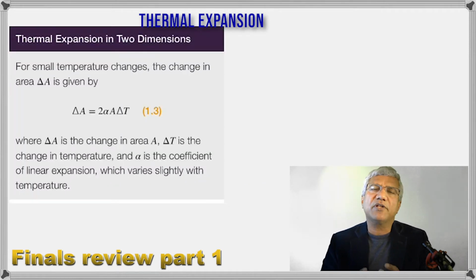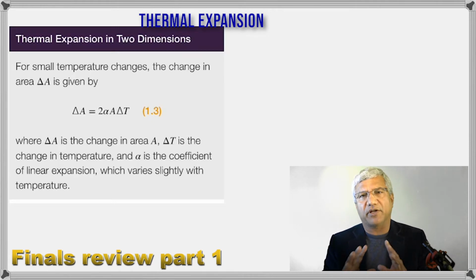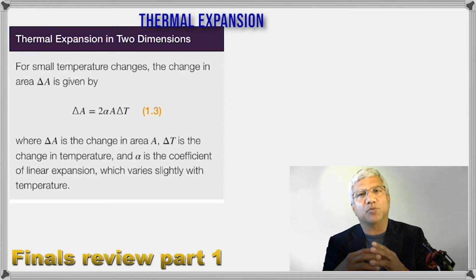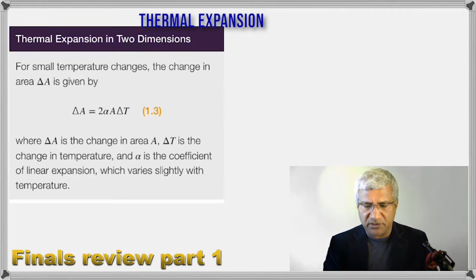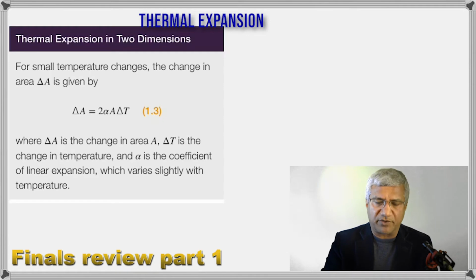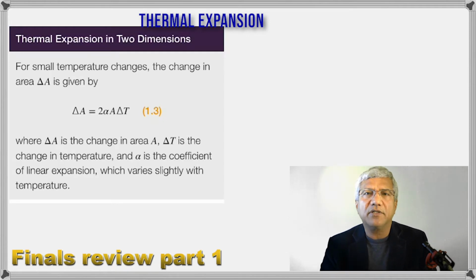On the other hand, if we look at the change in area of a plate, a square metal plate, there's no meaning in talking about the change in length. In fact, both its length and its width change, so that means its area changes. And the change in area is now given by this formula. You can see the difference is instead of alpha, you have 2 alpha. So that is what is to be noted. And then A is the original area, delta T is the change in temperature.